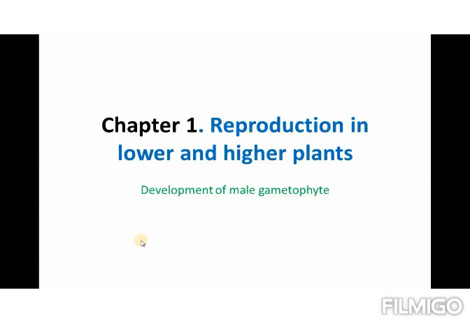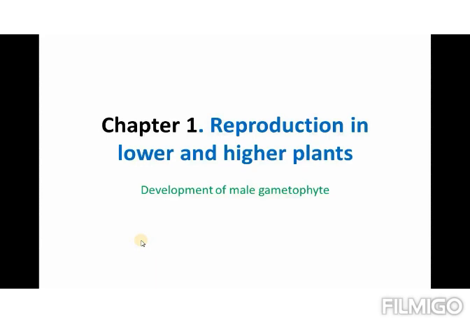Today, in this third lecture of biology, we will study the development of male gametophyte in the lesson reproduction in lower and higher plants. Before this development of male gametophyte, students, we have studied about the TS of anther and the structure of the flower.